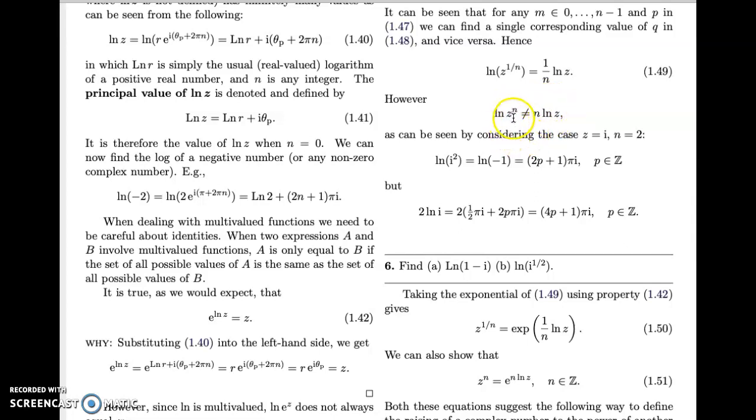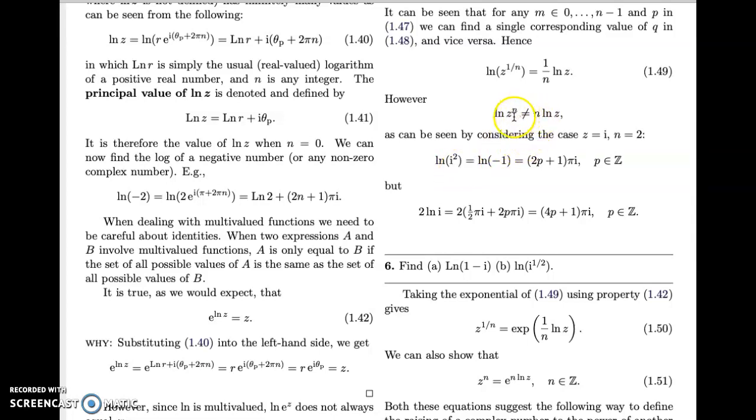Again, I should stress this is always true if you're talking about the principal value of log and real numbers, then you're fine, because then there's only one answer. But if you're talking about multi-valued functions, you're allowing log to have lots of values, then these two things are not equal. And we can see this from a simple case. Suppose z equals i and n equals 2. Just to show this is not true, we provide an example when it's not true, and we know it's not true in general.